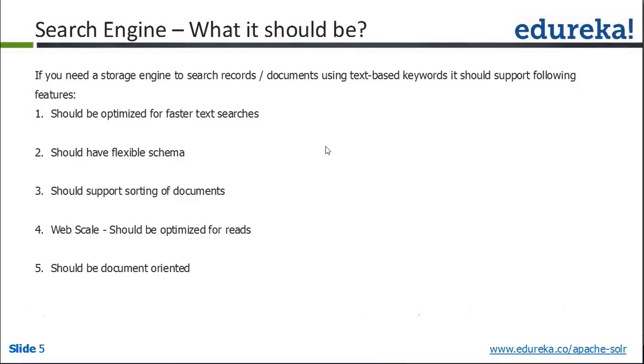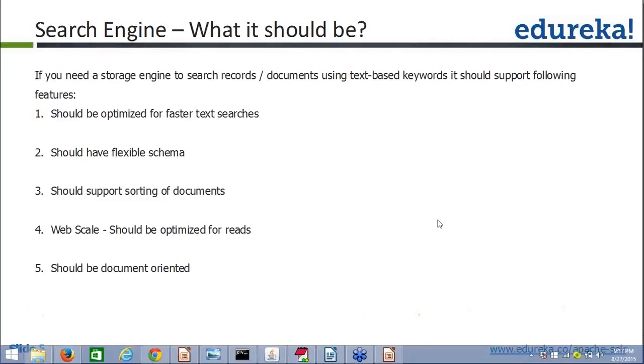Clear? So what exactly should our search engine be like? To have a search engine, you need to have a storage engine to search records. The basic difference, which none of you has really asked me, but I would like to tell you: I have spoken about Google to begin with. The big difference between Google and Solr, which has been implemented on your application, is that Google works on flowing data.